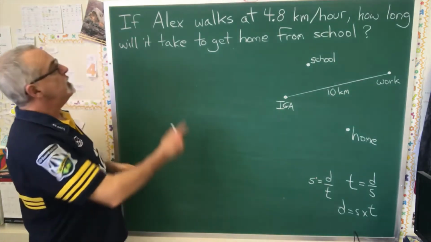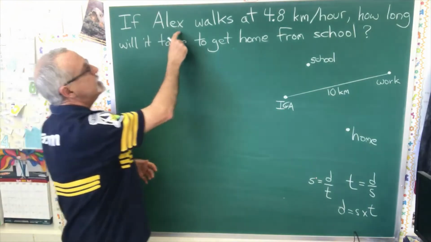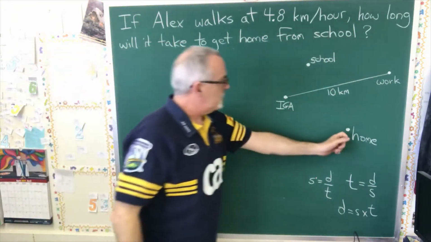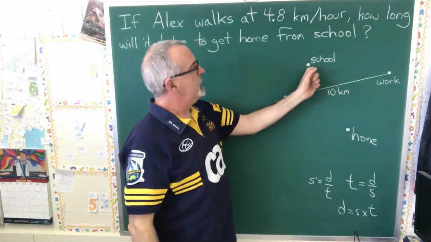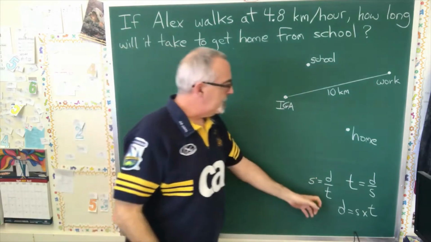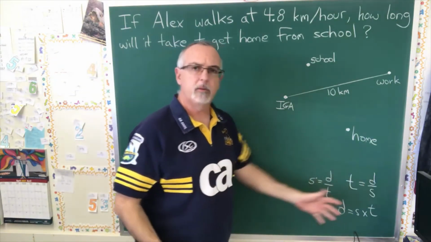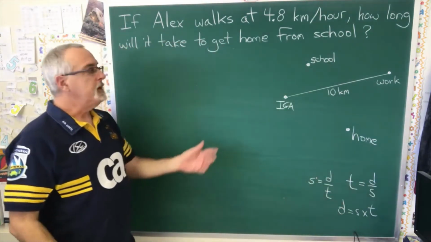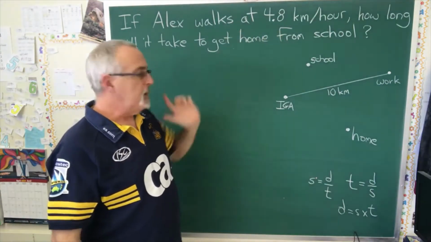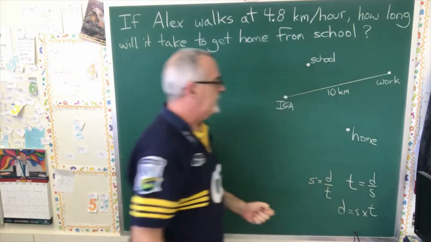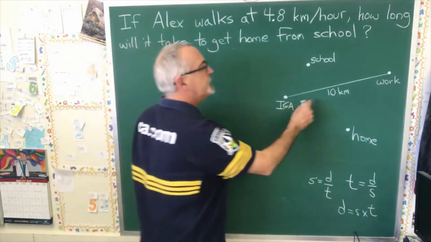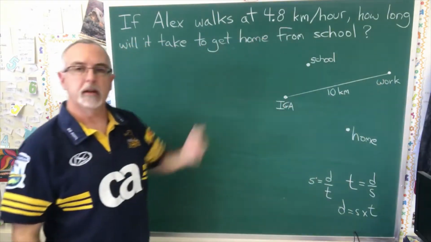question. We want to find out that if Alex walks at 4.8 kilometers per hour, how long will it take to get home from the school? Well, how long will it take indicates that I need these distance, speed, time formulas, with time being the thing we're being asked for. And here's a speed. So I might want to jump right into this formula, but I don't know the distance. I know the distance between IGA and work, but that's not what we're dealing with here.